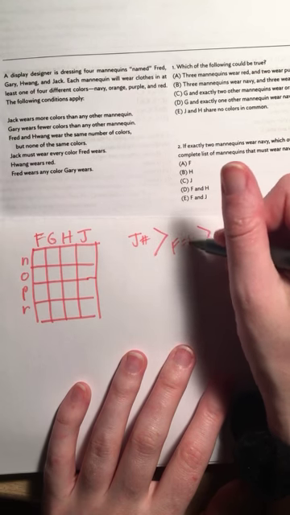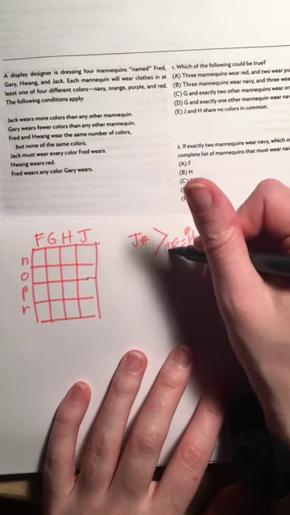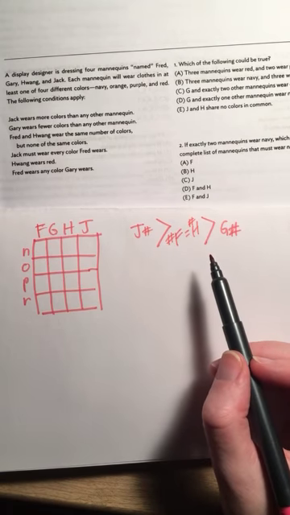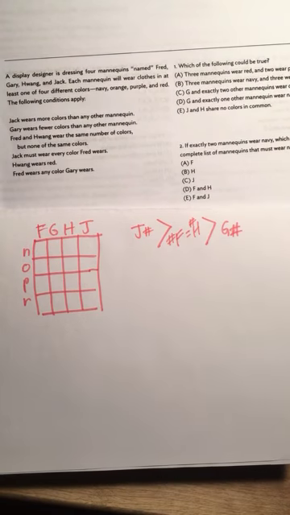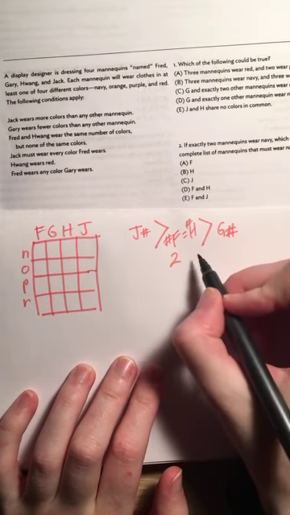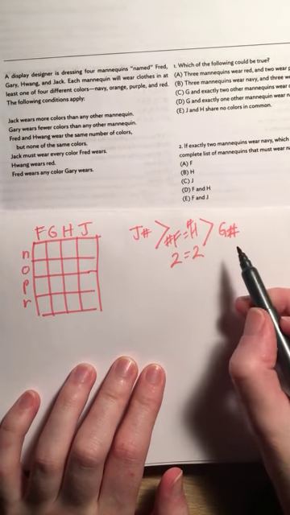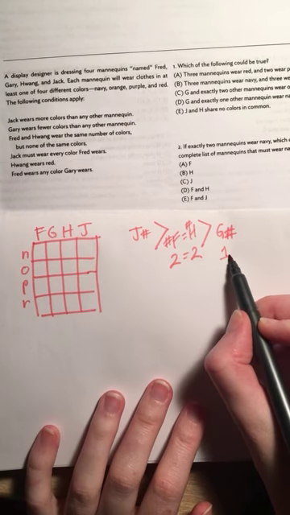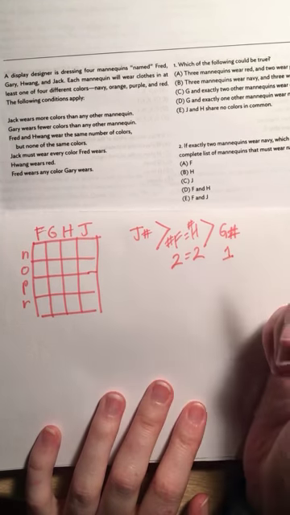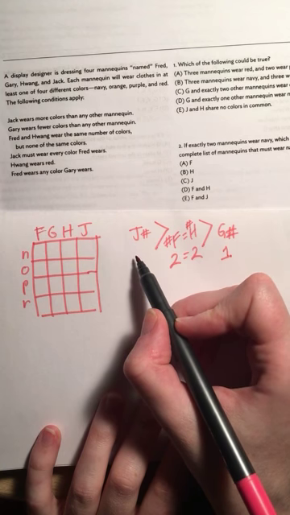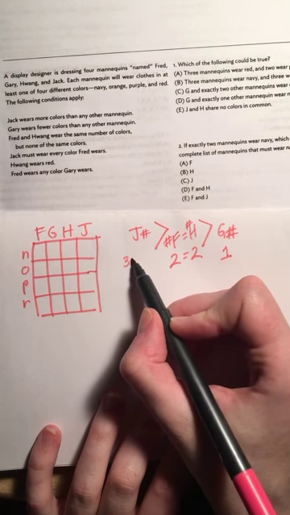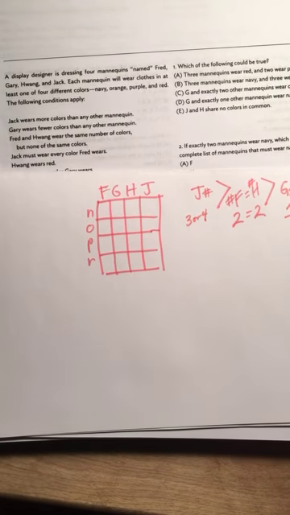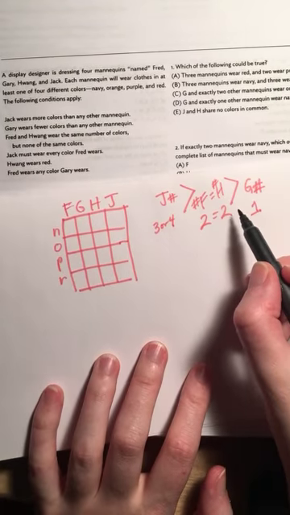Okay. So they can't wear 1 each, and they can't wear 3 each because then they would overlap. So they have to wear 2 each. And then Gary has to wear at least 1. So Gary wears 1, and Jack has to wear either 3 or 4. Okay. And these guys can't have any in common.